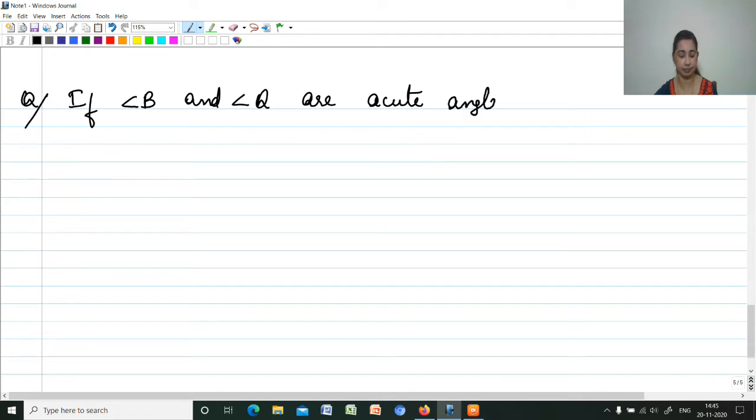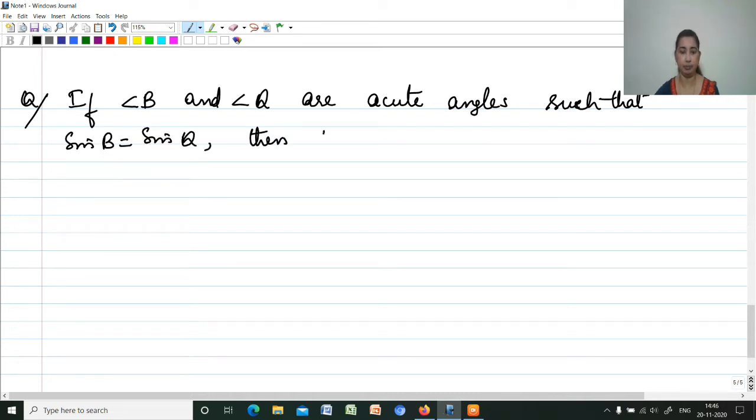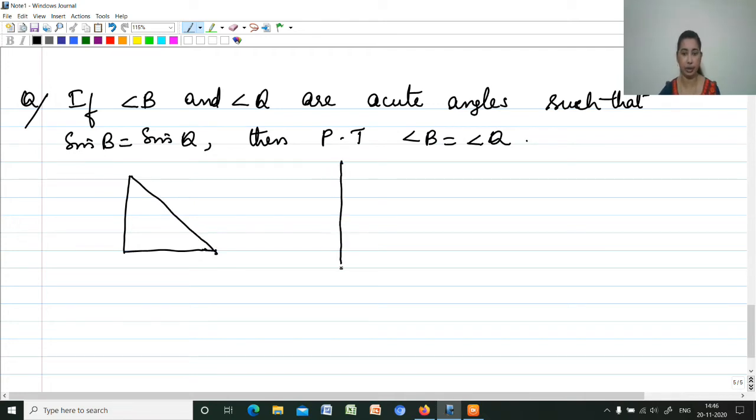Now next question. If angle B and angle Q are acute angles such that sine B is equal to sine Q, then prove that angle B is equal to angle Q. So in two right angle triangles, given that angle B and angle Q are acute angles, let these be A, B, C and P, Q and R. B and Q are given as acute angles such that sine B is equal to sine Q.